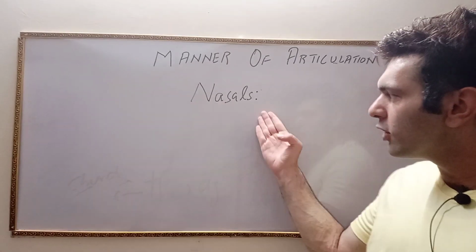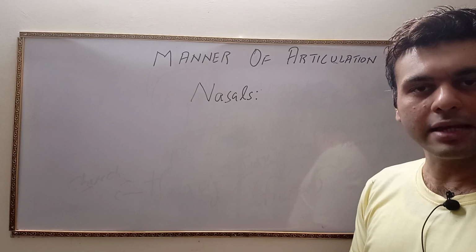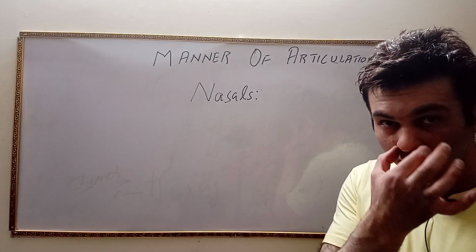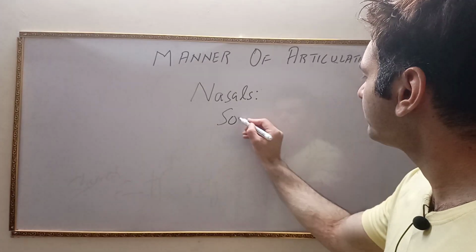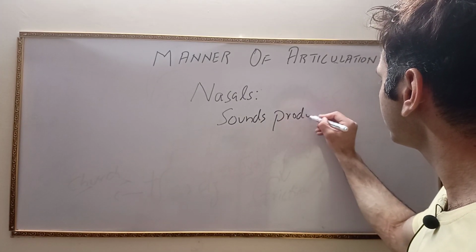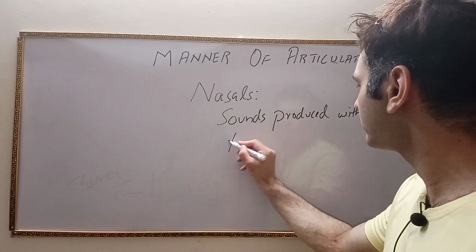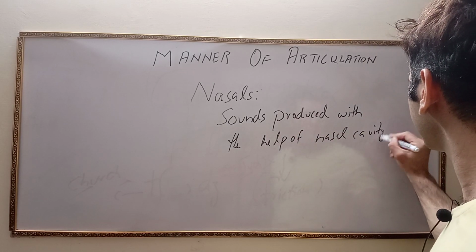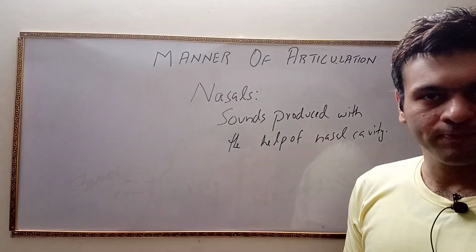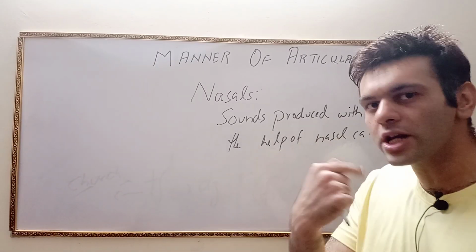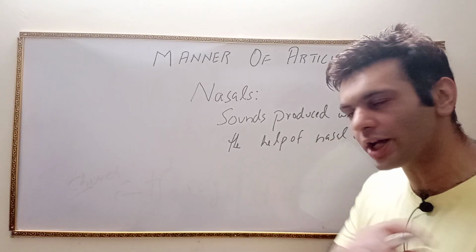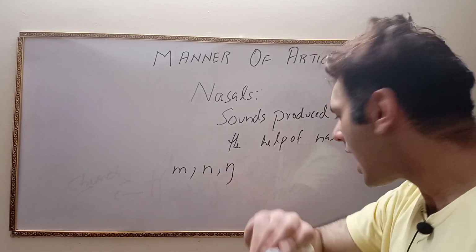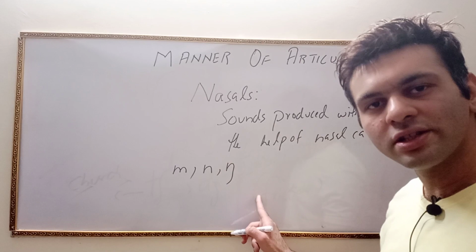Nasals. Now, if you look at the classification or the term nasals, it is quite indicative of the fact that these phonemes are produced with the help of your nasal cavity. Your nostrils are involved. The airstream has to pass through your nostrils in order to produce these consonant sounds. Now, what are those consonants? M, n, and angma. We use these three consonant sounds quite frequently.